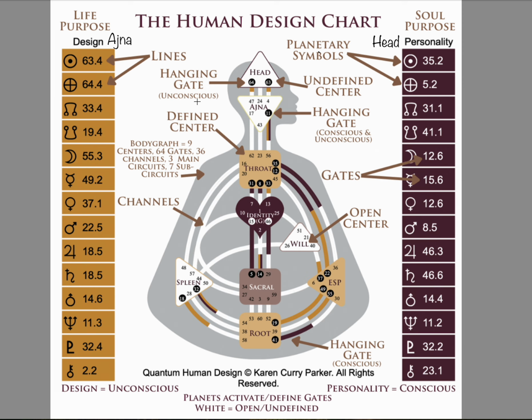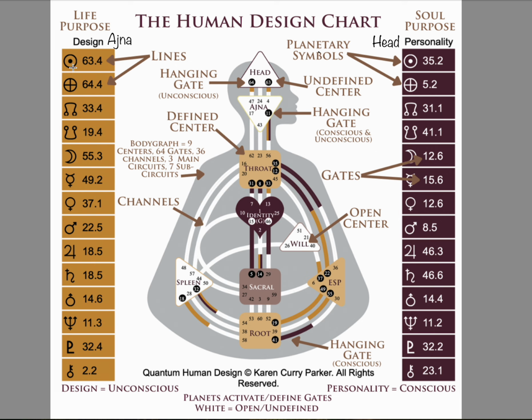So the gates are these numbers inside of these geometrical centers here inside the human design chart. And there are 64 gates. So your left-hand side is your unconscious side, and this is figured 88 days before you were born. So whatever placement those planets and the sun were in before you were born is what makes up these placements here. And then the right side is your actual time of birth. So this is what the placements looked like at the time when you were born.